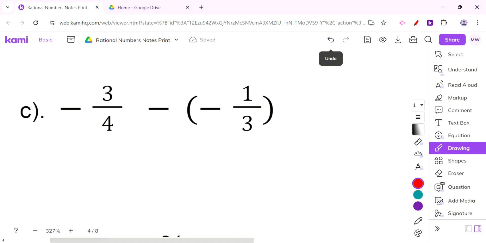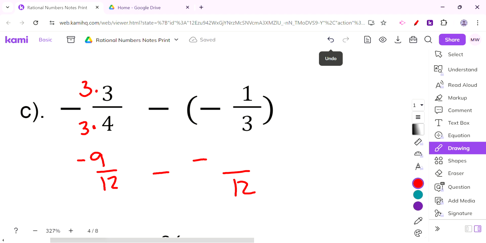All right, C, we have our denominators 4 and 3. So our common denominator is 12. In order to go from 4 to 12, you have to multiply by 3, right? So 4 times 3 gets us 12. Now 3 times 3, whatever you do to the bottom, you have to do to the top. So 3 times 3 gets us 9. And then we make sure we drop down that negative. Don't forget it.